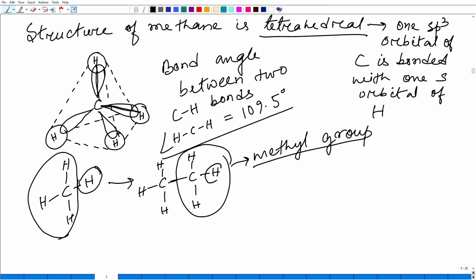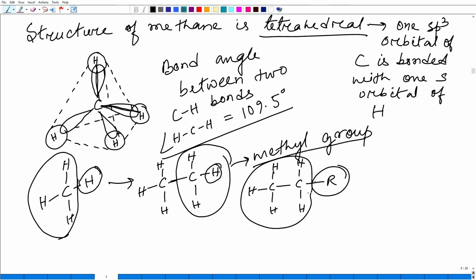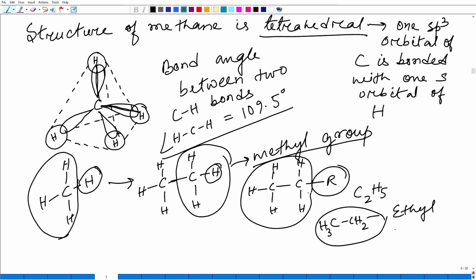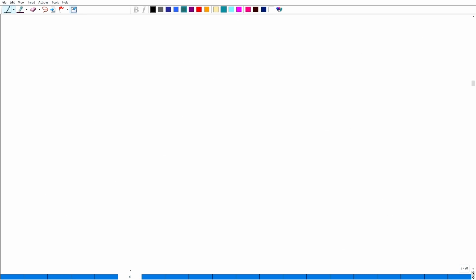Similarly, now if we remove one hydrogen from here, and let us say we add some other group here. So, now this unit, that is C2H5 or CH3CH2, is known as the ethyl group. So, similarly, as we move higher up in the alkane series, we get the corresponding alkyl group. As a collective term, they are called alkyl groups.